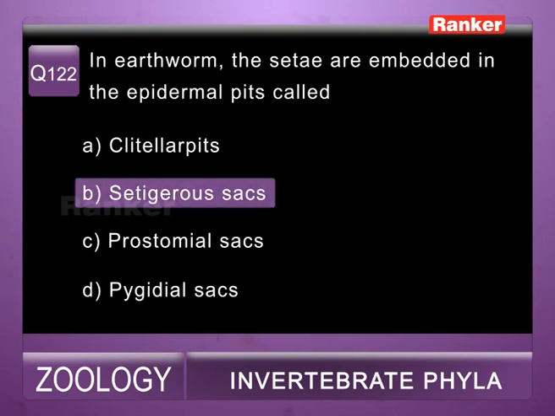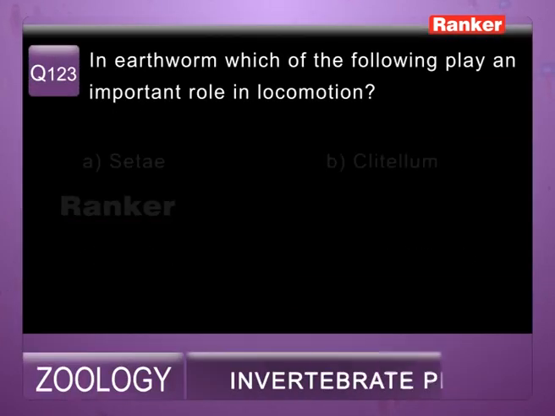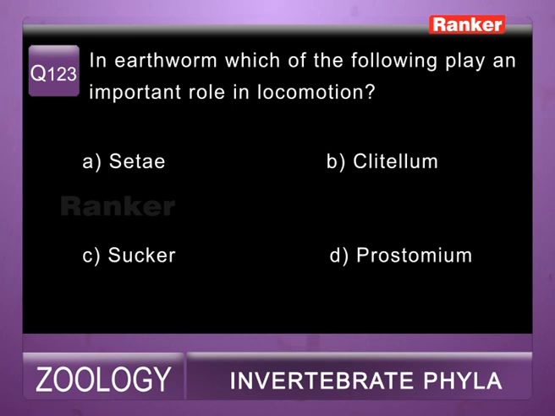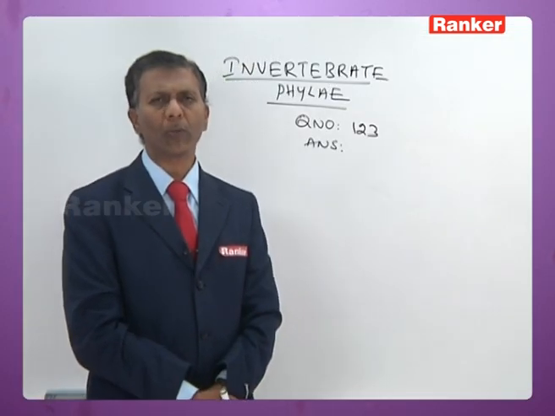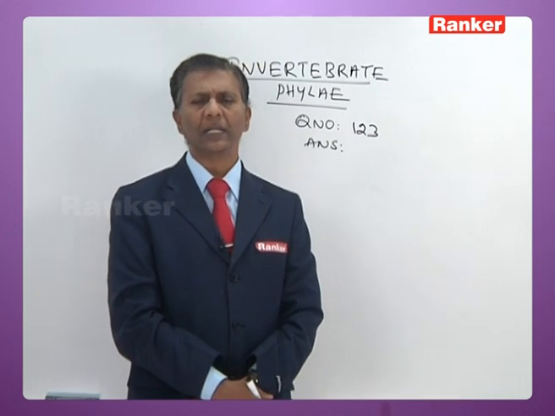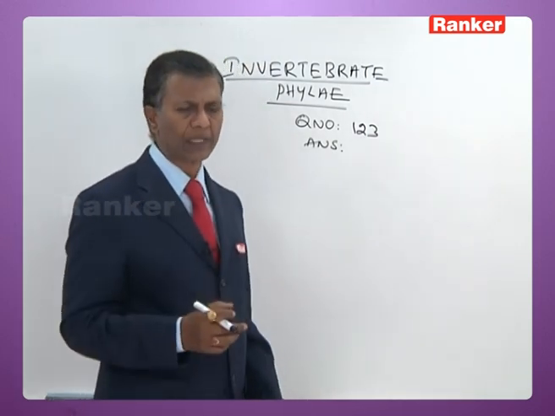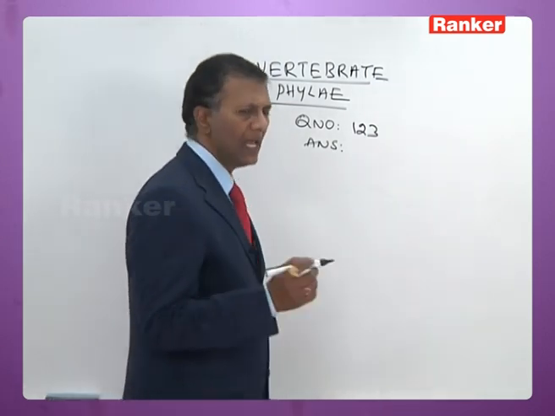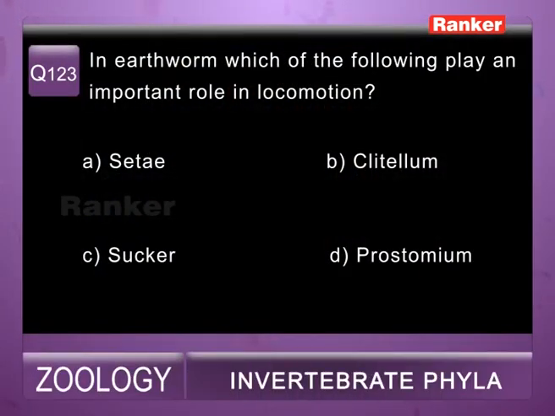Setigerous sacs. Question number 123. In earthworm, which of the following plays an important role in locomotion? A. setae, B. clitellum, C. suckers, D. prostomium. In earthworm, locomotion is brought about by setae and they are assisted by muscles, then coelomic fluid and all that. So as per the question, the correct answer is A, setae. So 123 question, correct answer is A, setae.